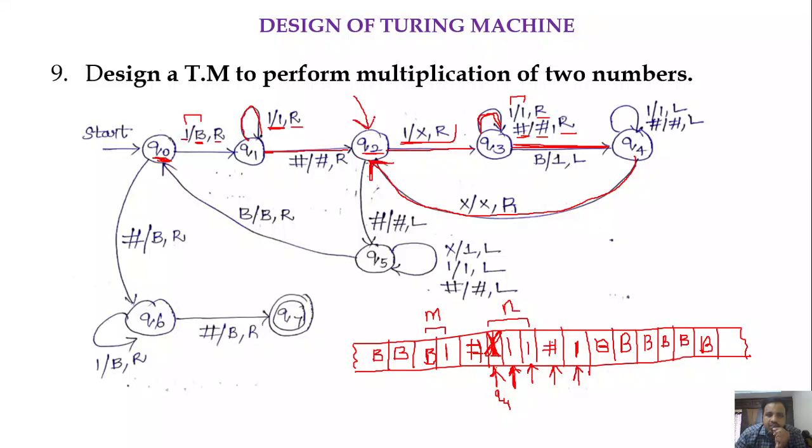Why are we moving from state Q4 to Q2? Because Q2 is the state where we perform the copying operation, isn't it? Q2 is the state from where we copy the ones which are there in n into the blank positions. So that's why in Q4, if we get x, we immediately move the head towards the right and also change from state Q4 to Q2. If you see this diagram here, now the first one has converted into x.